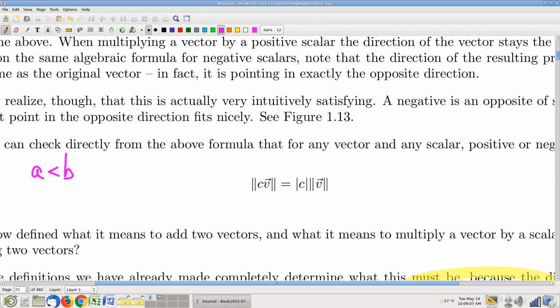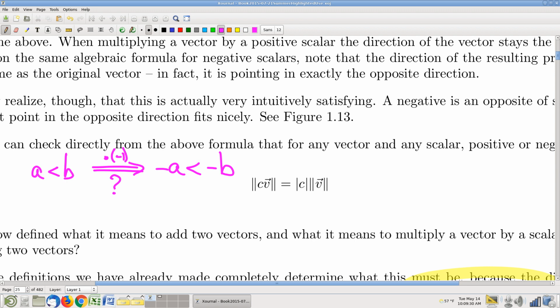Let's multiply both sides by minus one. I'm going to say times negative 1. And I'm going to put a question mark here to indicate that I'm asking, is this valid? Can I multiply both sides by negative 1 to thus result in negative A less than negative B?